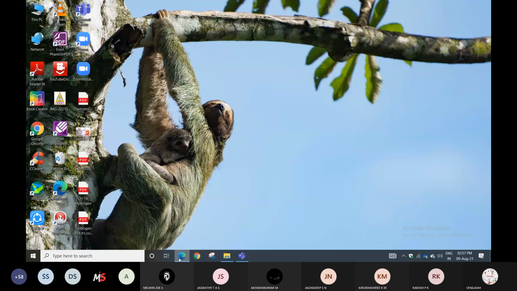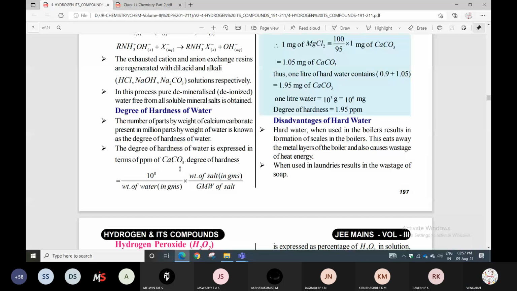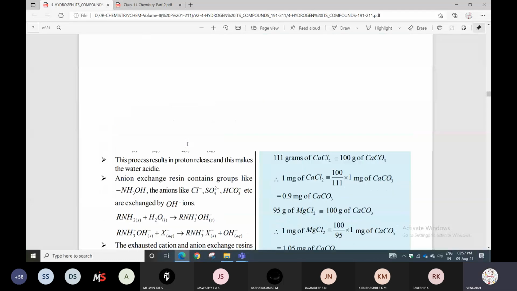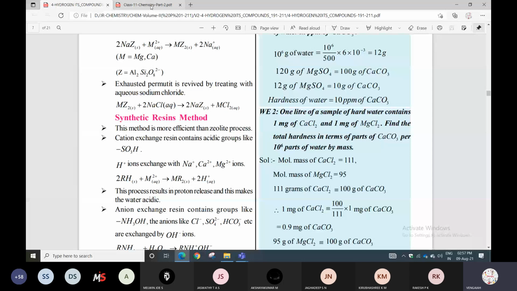So, water contains calcium, magnesium, these things will be there. Along with chloride, next one is sulfates.